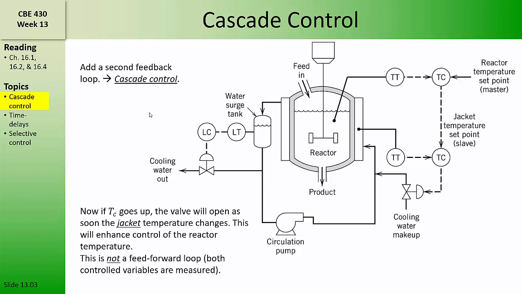Cascade control introduces a second feedback control loop. In this scheme, the reactor temperature is measured and sent to a temperature controller, which then chooses a set point for a feedback control loop on the jacket temperature. Now, if the temperature of the cooling water circulating in the jacket goes up, the valve will open as soon as the perturbation in the jacket temperature is measured. This will enhance the control of the reactor temperature. Note that this is not a feed-forward control loop because both the reactor temperature and the jacket temperature are being measured, and those are the two controlled variables.